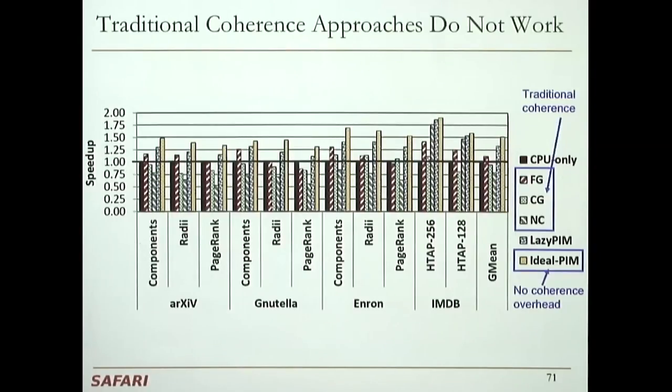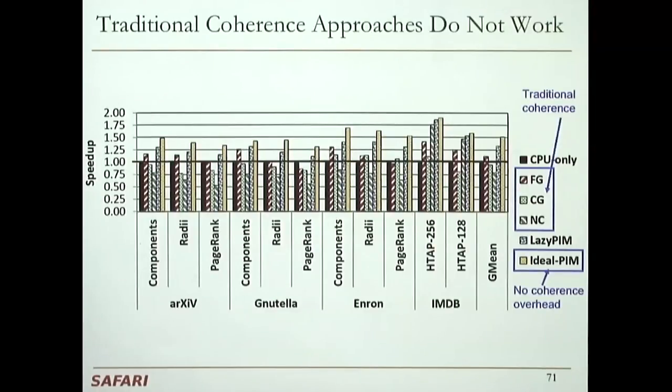So traditional coherence doesn't actually exploit the advantages of processing in memory because you have too much communication to keep the caches coherent, to keep the data coherent. Whereas ideal PIM, if you don't have any coherence overhead, is one ideal simulation that you can do. You can say magically, I'm going to ensure that there is coherence with 0 overhead. There's 50% performance benefit by offloading these applications to the memory side, which is not bad again.